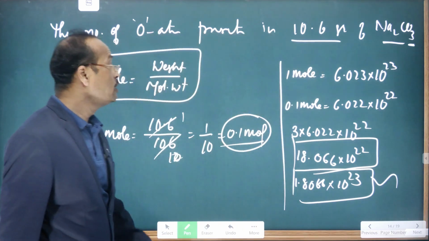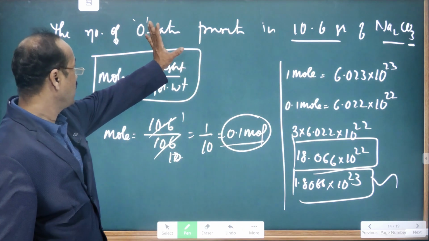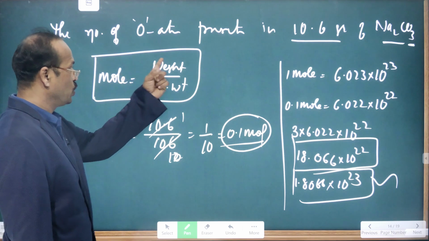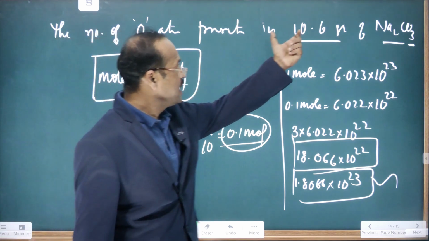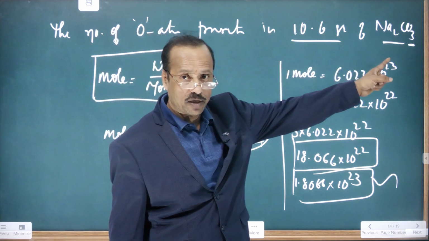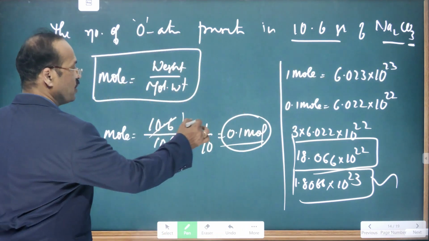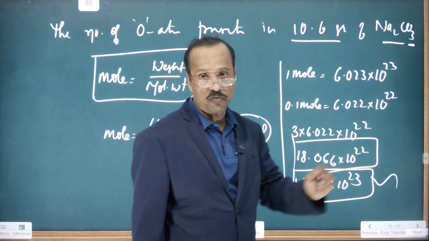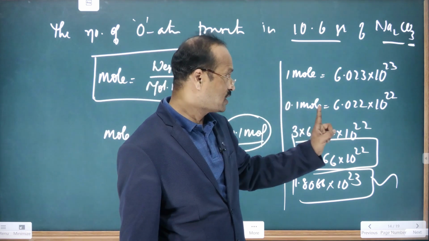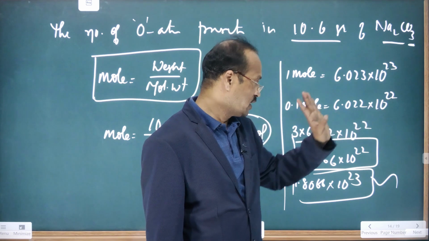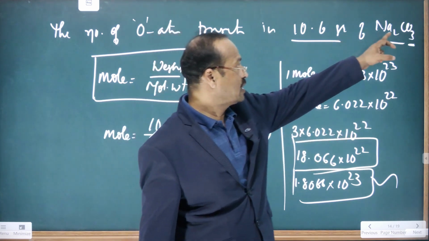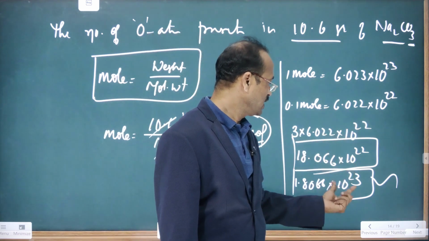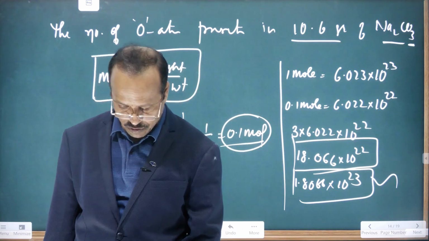Did you understand how to do it? Here they are asking to find the number of oxygen atoms present in 10.6 grams of sodium carbonate. We have a formula that mole is equal to given weight by molecular weight. Given weight is 10.6, molecular weight of sodium carbonate is 106. If you divide, you get 1 by 10, that is 0.1 mole. We know that 1 mole is 6.023 into 10 to the power of 23, and 0.1 mole means you divide by 10, so you get 10 to the power of 22. But each molecule consists of 3 oxygens, and they are asking for oxygen atoms, so 3 into this number. You will get the final answer. Clear? In this way you have to calculate.